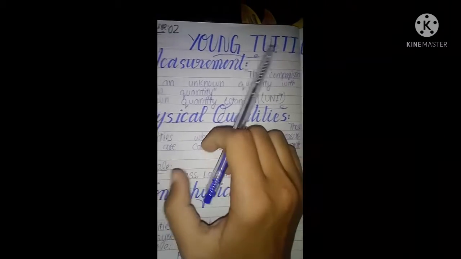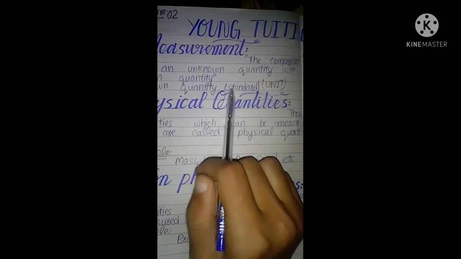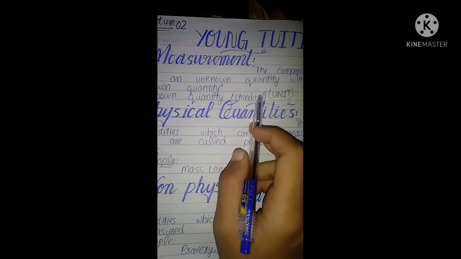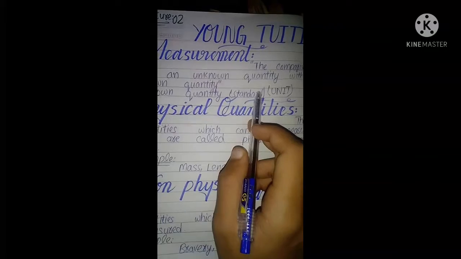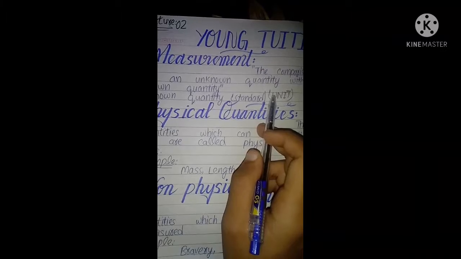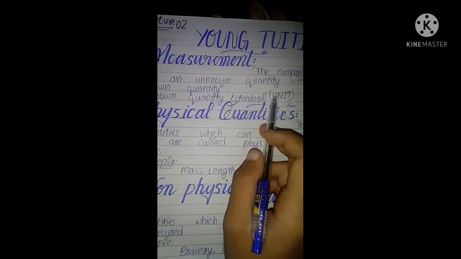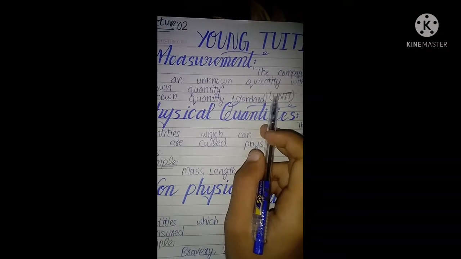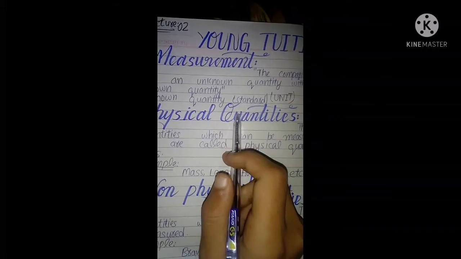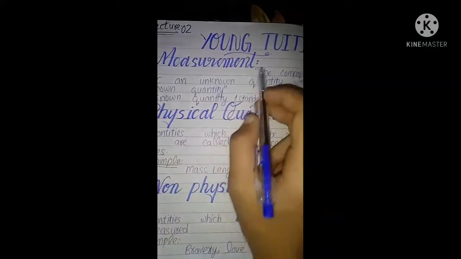The second lecture of Young Tuition Academy is what is measurement and types of quantities, meaning physical quantities and non-physical quantities. Today I am going to explain the basic question of ISSB interview, that is how current is a basic quantity, as it is derived from two quantities like charge and time. Please watch the full video. I am starting from measurement.